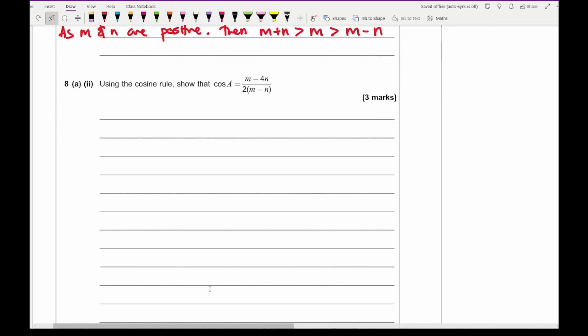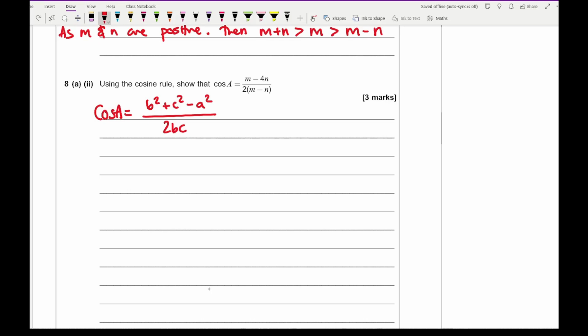Then moving on to question 8ii, it says using the cosine rule, show that cos A equals m minus 4n all over 2 multiplied by m minus n. So looking at this particular triangle, using the cosine rule, well, that's cos A equals b squared plus c squared minus a squared all over 2bc.